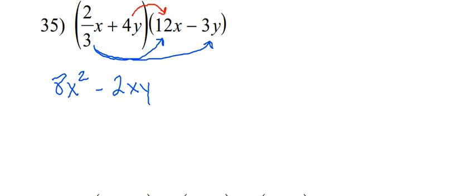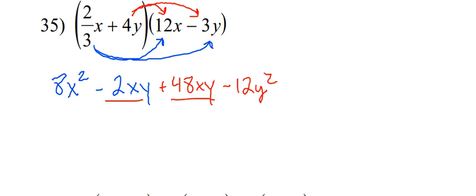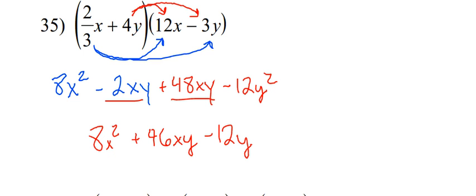Then we move to the second term in this binomial, 4y, and multiply it by 12x. And so we get 48, again, xy. Then we do 4y times negative 3y, get negative 12y squared. The only two like terms that we have are these, the xy's. We get 8x squared plus 46xy minus 12y squared.